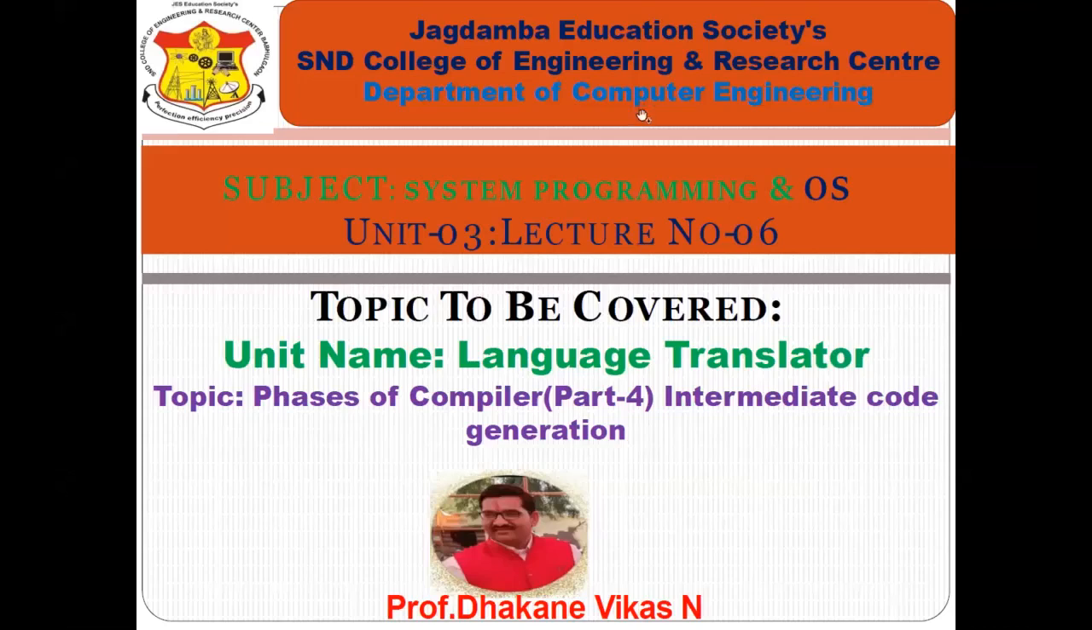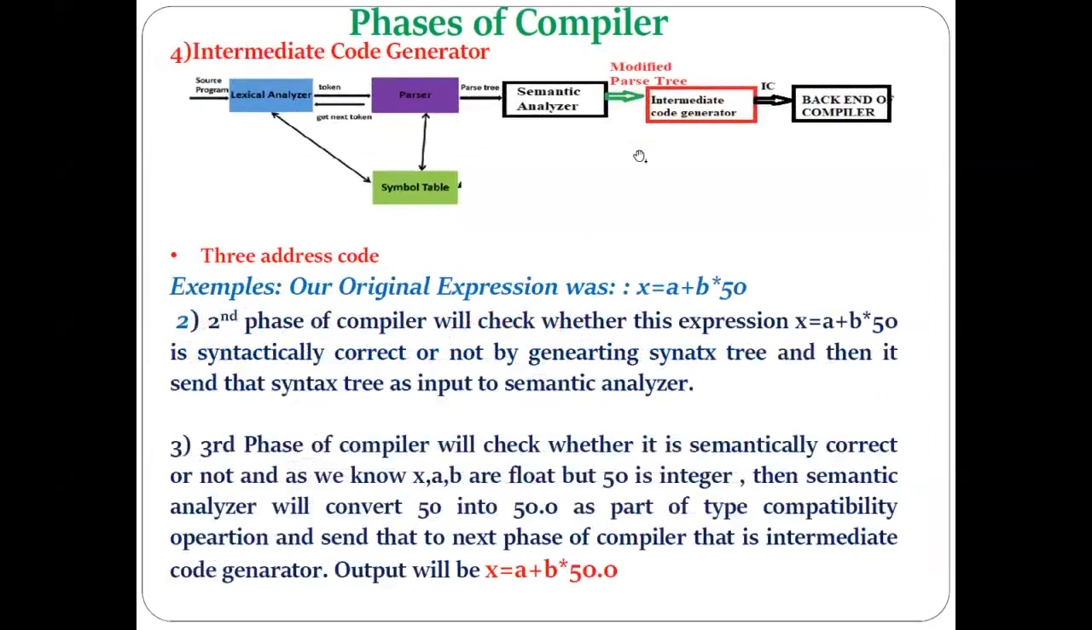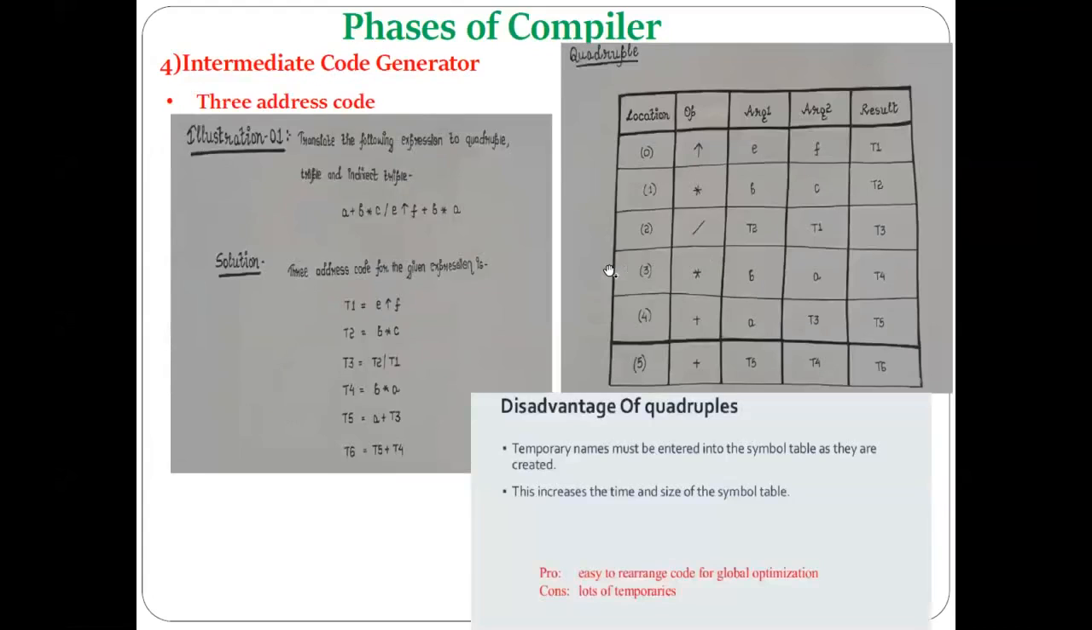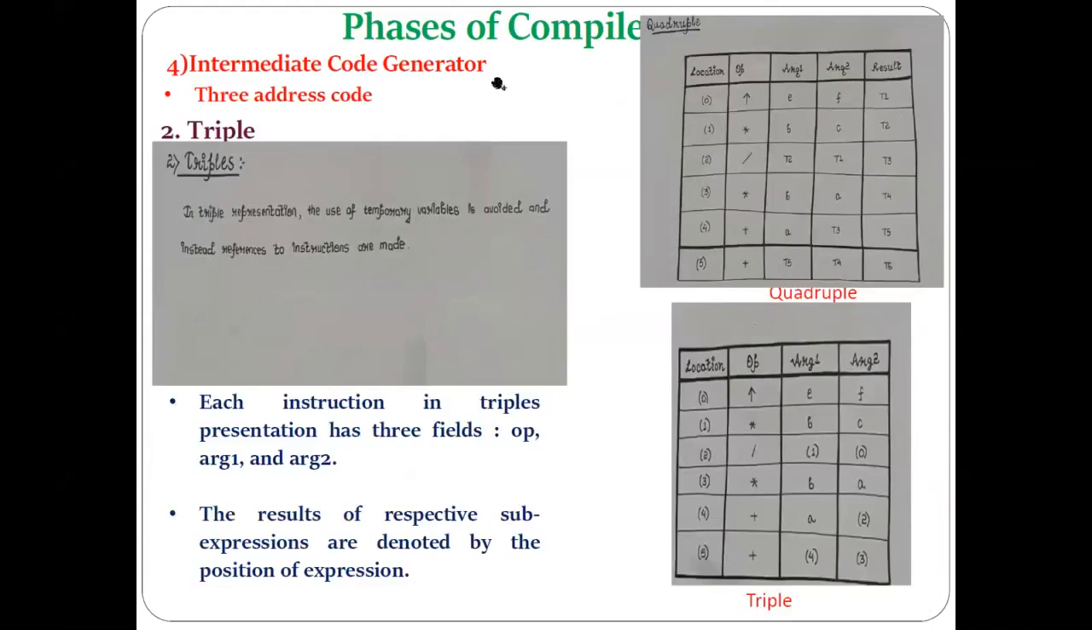Now we have already seen how to generate the quadruple. Next we have to see how to generate the triple for that particular quadruple. Now, why is this representation called a triple? Because it consists of three fields. In triple representation the use of temporary variables is avoided, and instead of temporary variables we use references to positions. So each instruction in the triple consists of three fields.